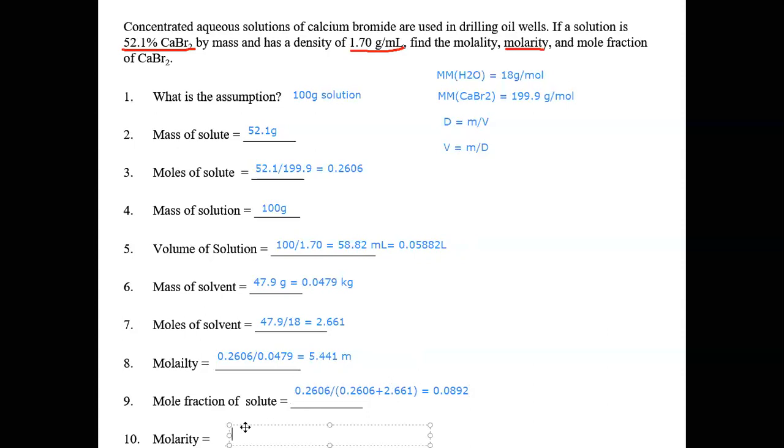Now molarity, we need the moles of solute divided by the liters of solution. And we get 4.430. And this is capital M. And so this is how you convert when you're given mass percent.